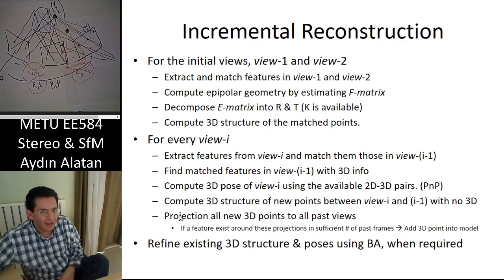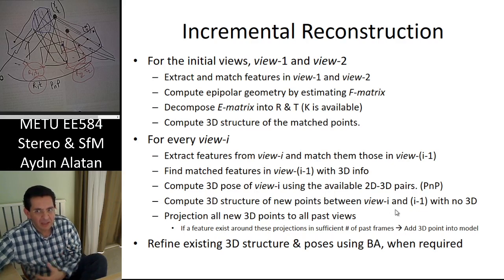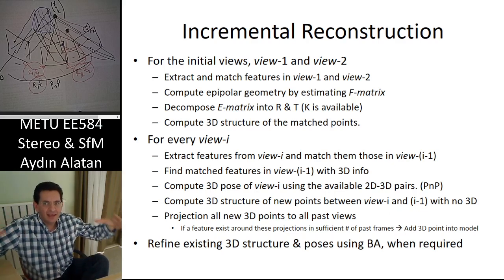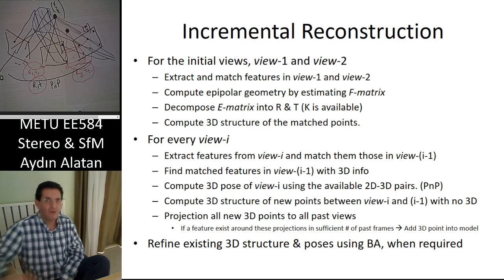And then I just start and I obtain new 3D points through this estimation. I obtain this 3D structure between view i and i minus 1, the newcomers here. If they are visible in the past views, I put them into the model. The model is increasing, getting larger and larger. And finally, from time to time, I run bundle adjustment. That's how we do it.